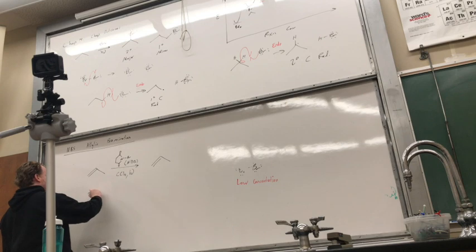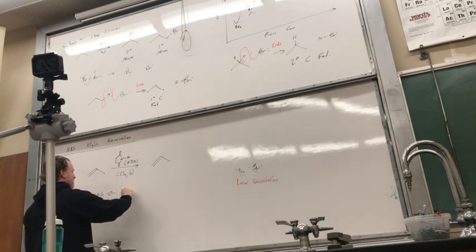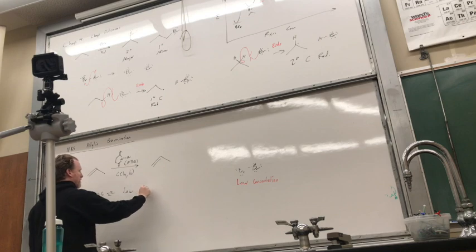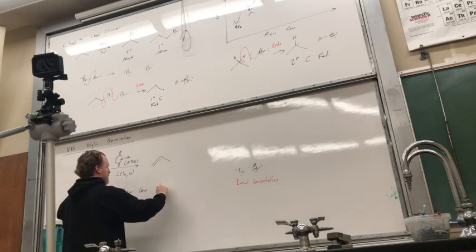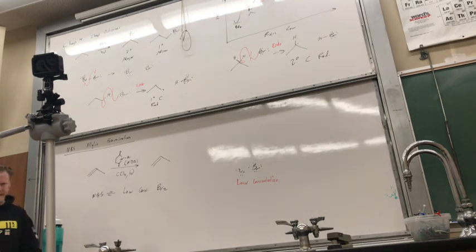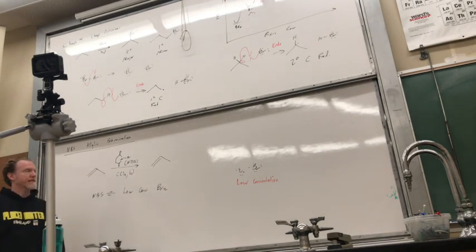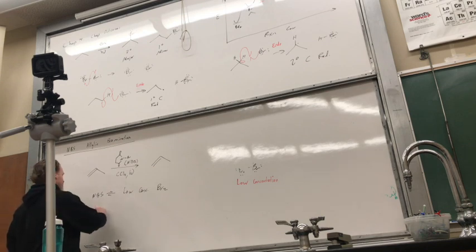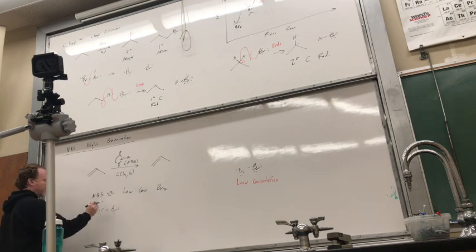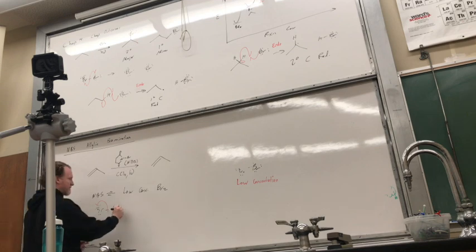So we have the NBS, it's creating the low concentration of bromine. And then at that point, we'll start a normal radical halogenation type of mechanism. So the bromine starts off as just Br2, and then the light hits it and it can become radicals.